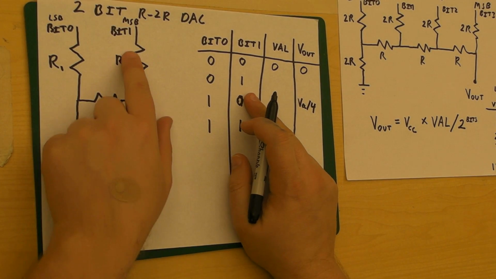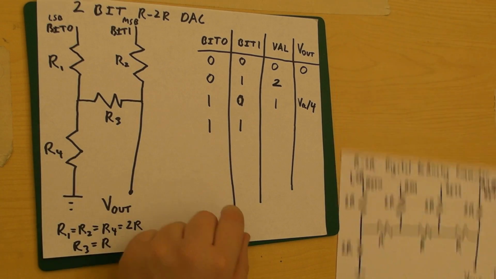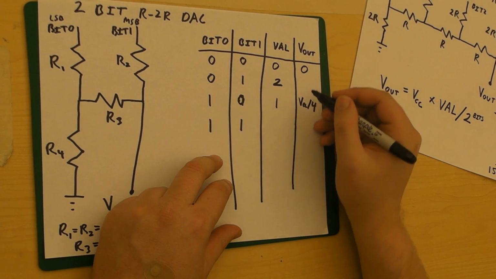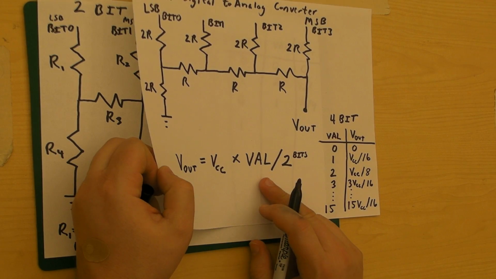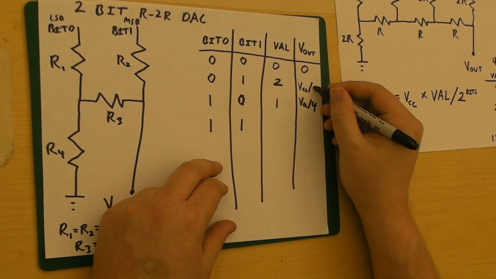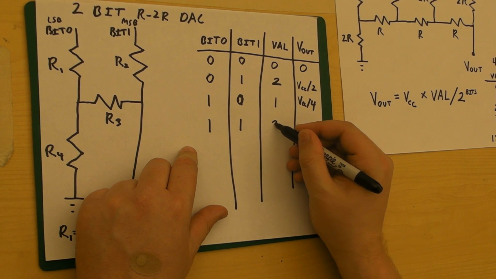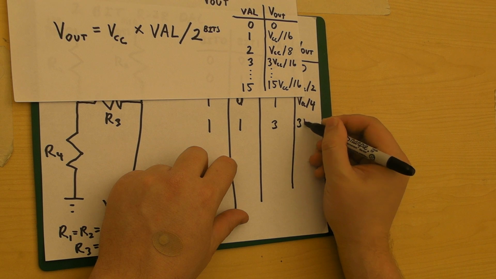When bit 1 is high and bit 0 is low, that means we have a value of 2, and we expect a V out of VCC over, let's see here, 2 over 4, so VCC over 2, half VCC. Now when bit 0 and bit 1 are set, we have a digital value of 3, so again we should have 3 times VCC over 4. Okay, so that's what the formula says. Let's see if we believe that.